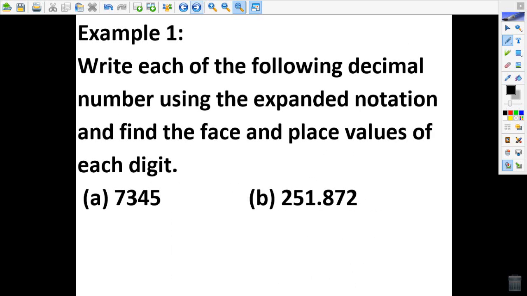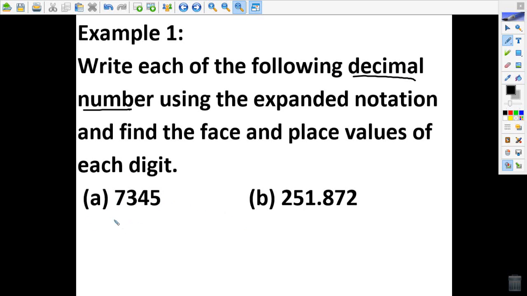Example: write each of the following decimal numbers using the expanded notation and find the face and place values of each digit. Expanded notation. If you have to write a number in expanded notation, remember the numbers are in base 10. Decimal number is in base 10, it means those numbers are in base 10.